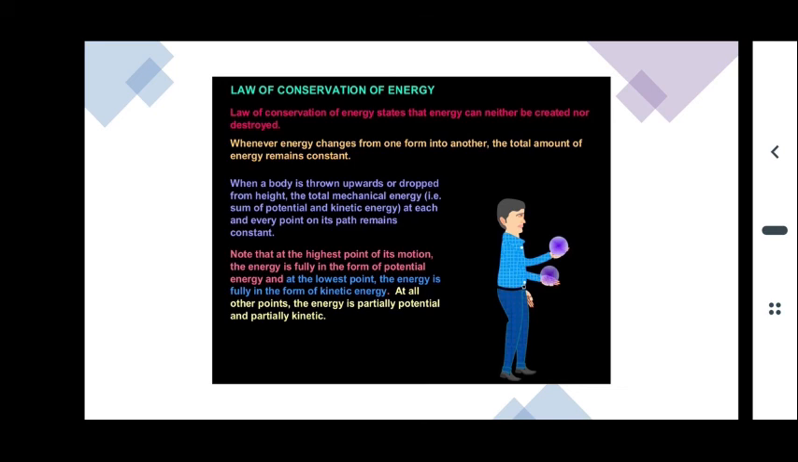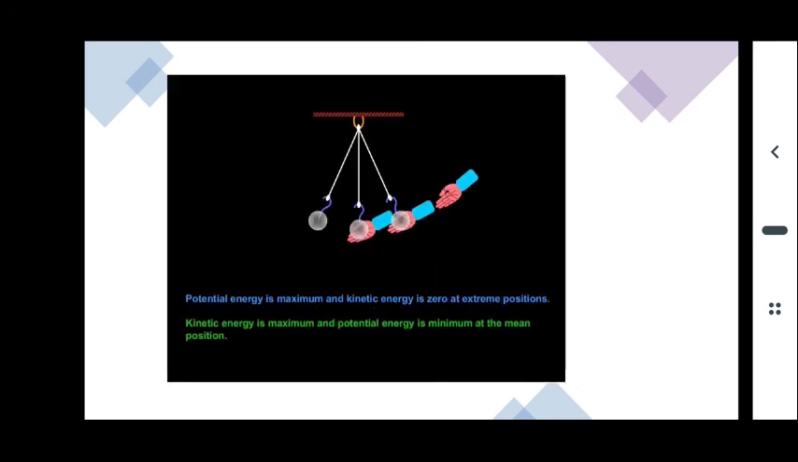When a body is thrown upwards or dropped from a height, the total mechanical energy at every point in the path remains the same. This is because it is a sum total of potential and kinetic energy. So this is another example. Potential energy is maximum and the kinetic energy is 0 at the extreme position. So potential maximum, this is just a to and fro motion of a metallic ball.